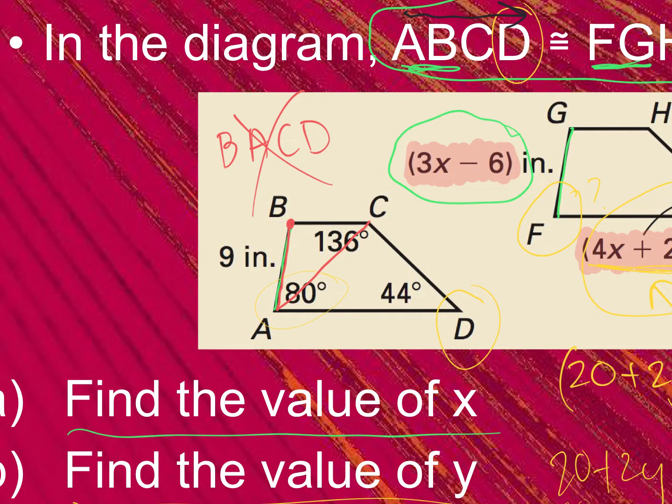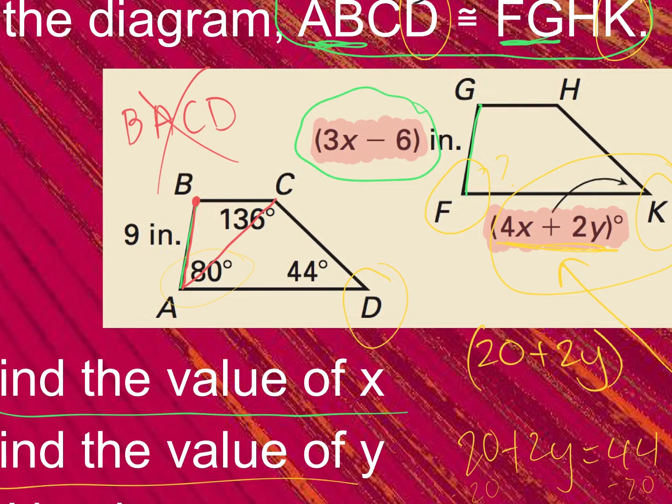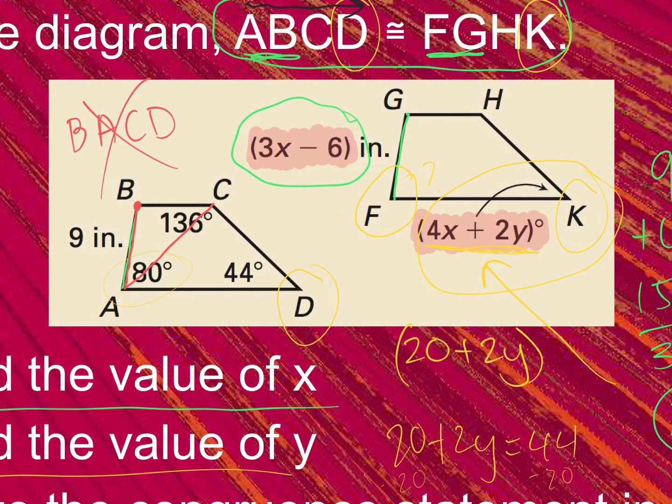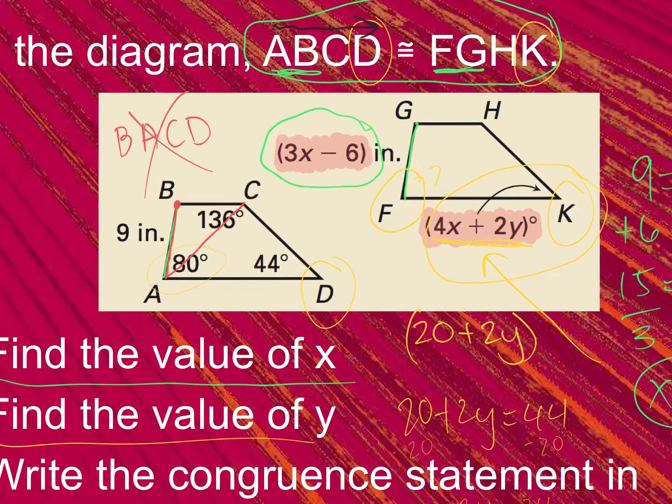Yes? I did BADC. BADC, that is correct, okay? So BADC would work, but then you would have to do GFKH. Yeah, that's right. Nice, okay? Make sure your order matters in the congruence statement. Reagan, we Gucci? All right.